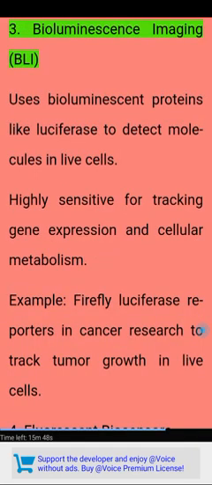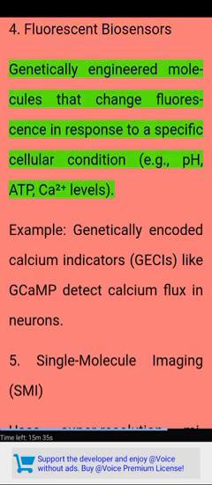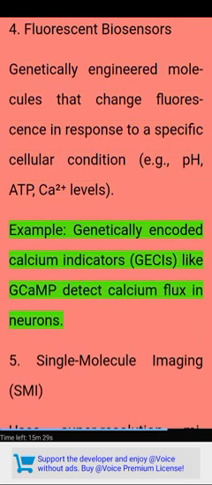3. Bioluminescence imaging (BLI). Uses bioluminescent proteins like luciferase to detect molecules in live cells. Highly sensitive for tracking gene expression and cellular metabolism. Example, firefly luciferase reporters in cancer research to track tumor growth in live cells. 4. Fluorescent biosensors. Genetically engineered molecules that change fluorescence in response to a specific cellular condition, e.g., pH, ATP, Ca²⁺ levels. Example, genetically encoded calcium indicators (GECIs), like GCaMP, detect calcium flux in neurons.